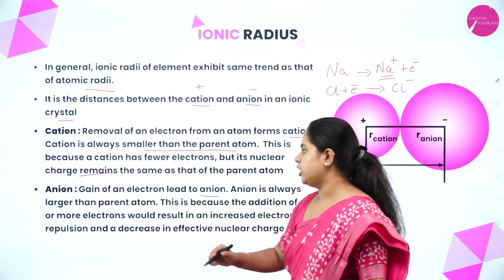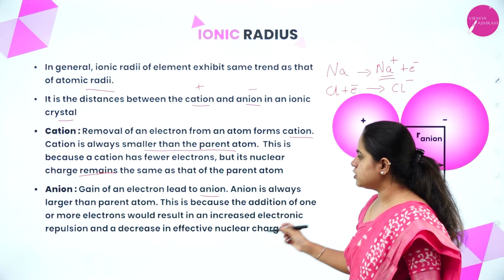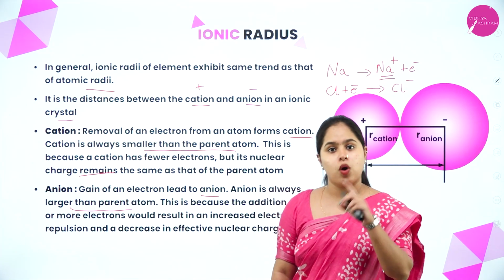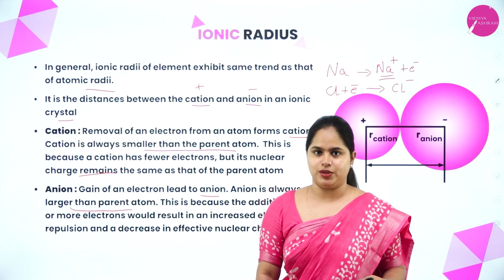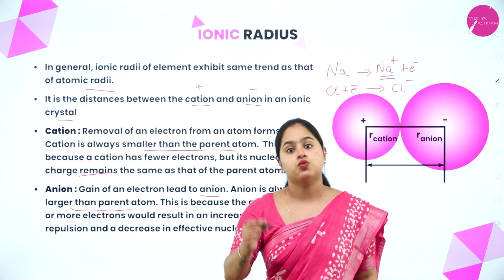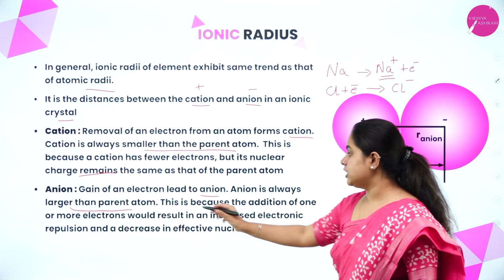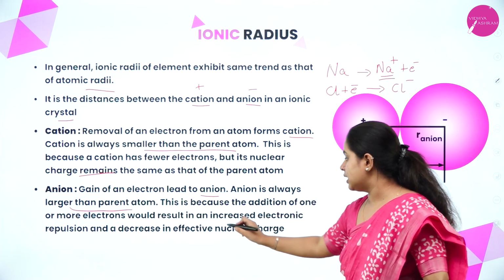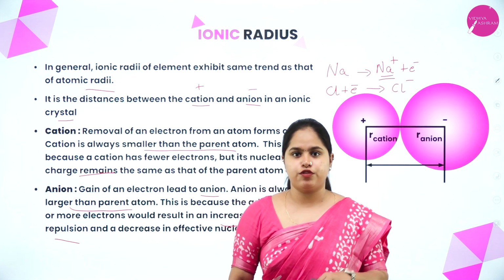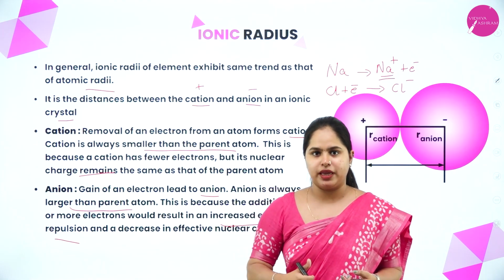Now about anion. Gain of one electron leads to the formation of anion, and anion is always larger than the parent atom, because one electron is being added to it. The atom is gaining one electron. So one more electron is being added. This is because the addition of one more electron would result in increased electronic repulsion. So already a few electrons will be there, and one more electron is being accepted.